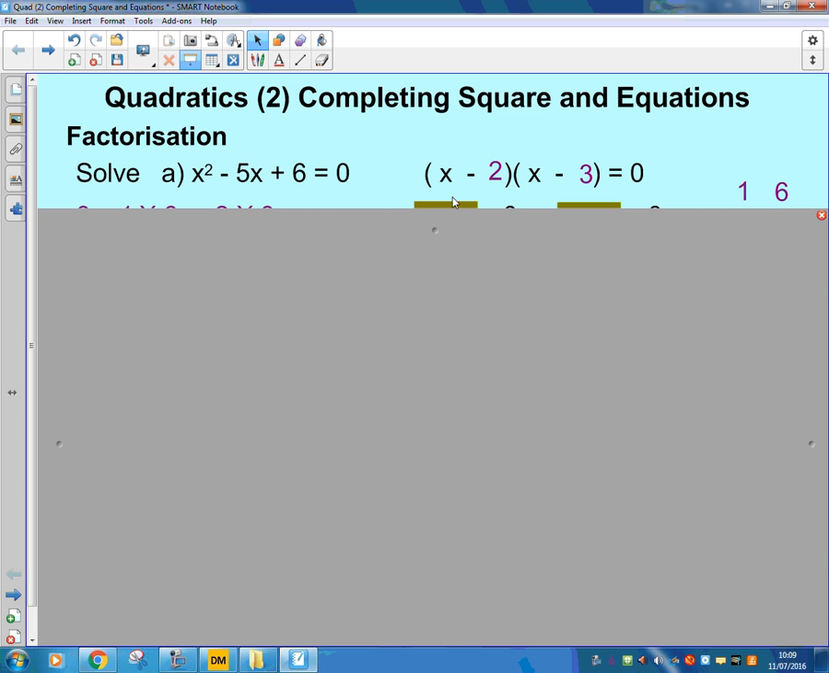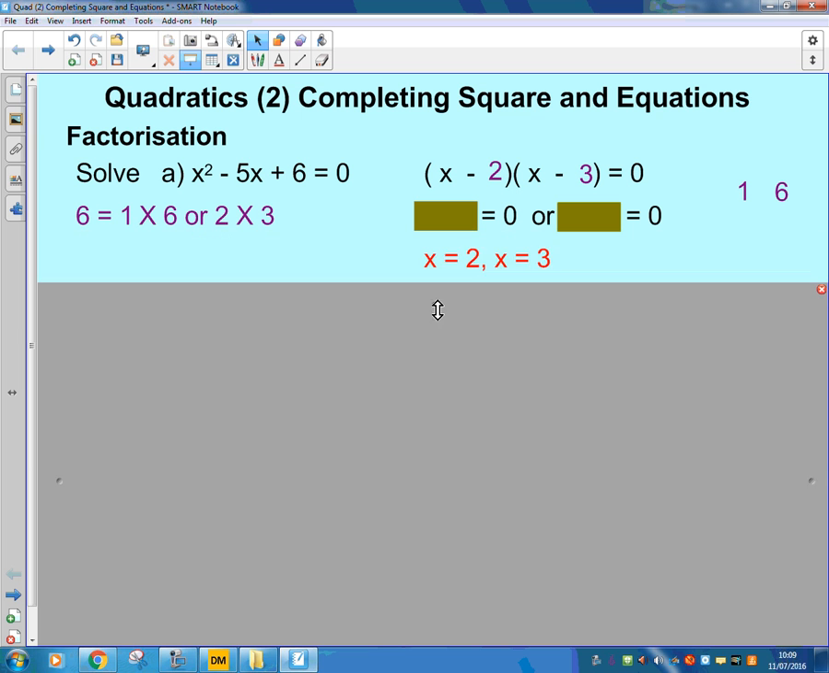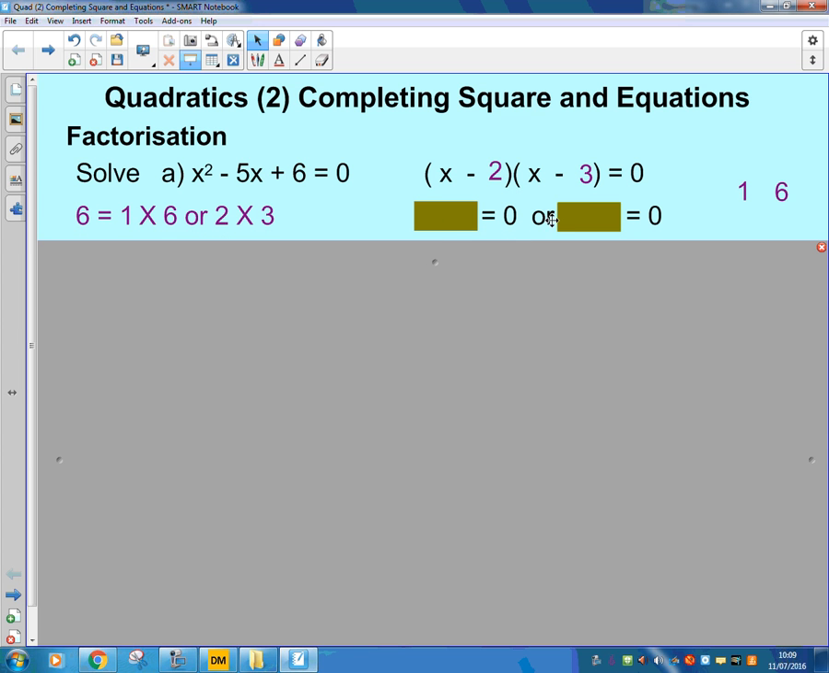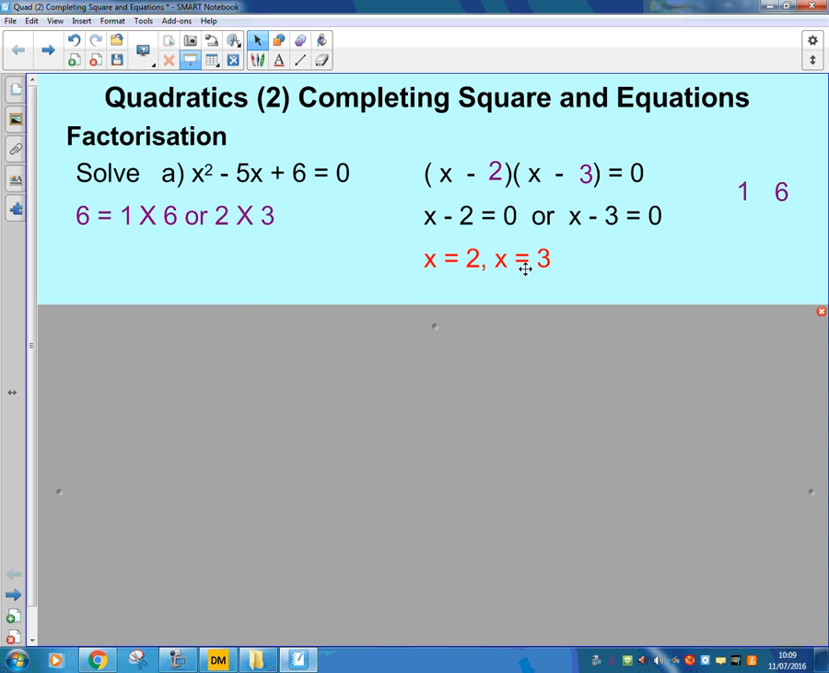Let's check by expansion. x times x, x squared. x times minus 3, minus 3x. Minus 2 times x, minus 2x. So minus 3x and minus 2x is minus 5x. And finally, minus 2 times minus 3, plus 6. So that's worked. Now, that means that what we're looking at is x minus 2 times x minus 3 is 0. Well, if two numbers multiply to 0, one of them must be 0. Now, x minus 2 is a number. Whatever x is, x minus 2 is a number. So x minus 2 is 0, or x minus 3 is 0. And that means that x is 2 or it's 3.